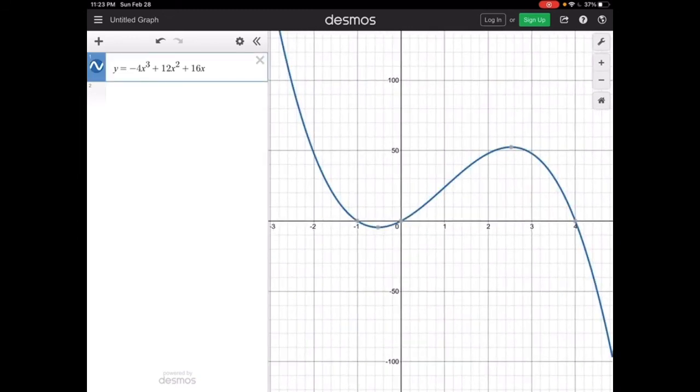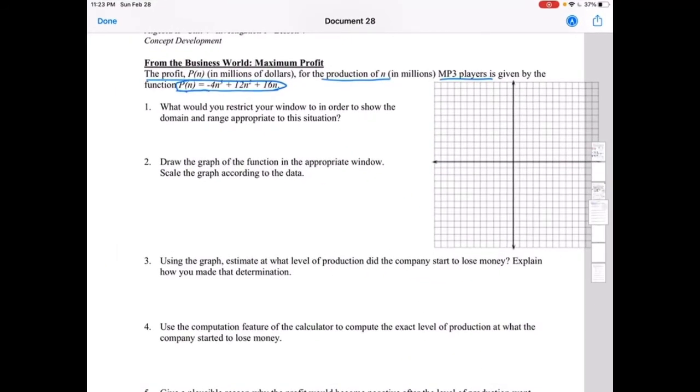So I'm going to zoom in, and this is my graph. These are my x-intercepts, and this is our graph. I'm going to do a little rough sketch of it on here. And it asks, what would you restrict your window to in order to show the domain and range appropriate to this situation? So we know that, again, we're talking about profit, and we're talking about millions and millions of MP3 players being produced, okay?